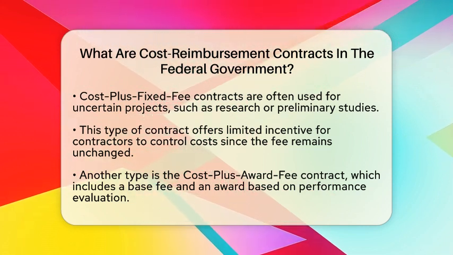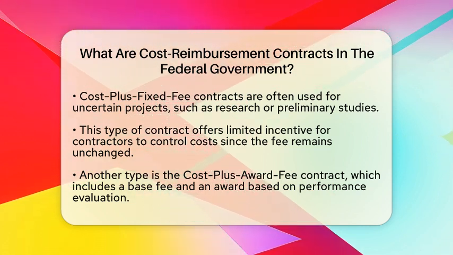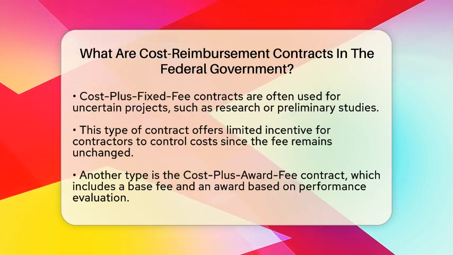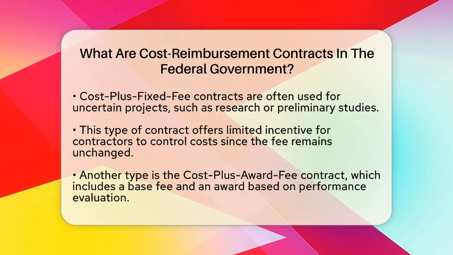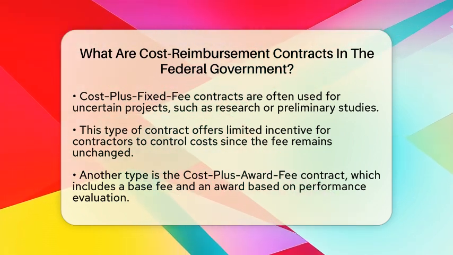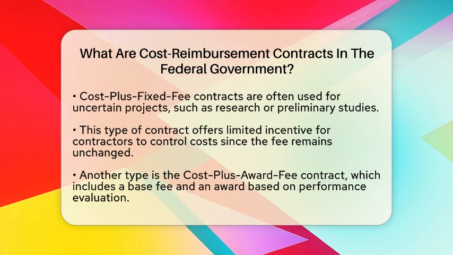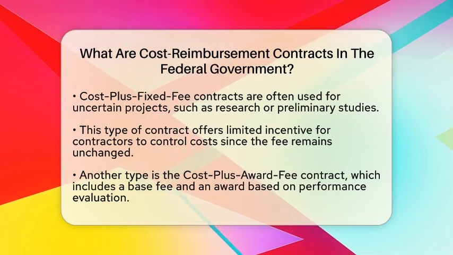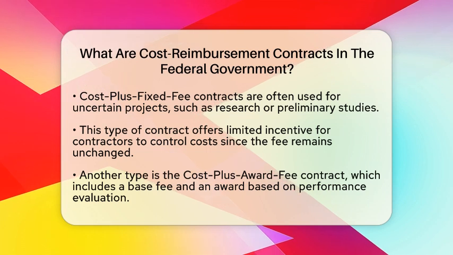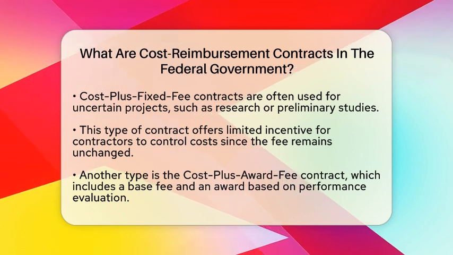Another variation is the cost-plus award fee contract. Here, the contractor receives reimbursement for costs plus a fee that includes a base amount and an award amount. The award amount is based on the government's subjective evaluation of the contractor's performance. This structure aims to encourage high-quality work and excellence in contract execution.